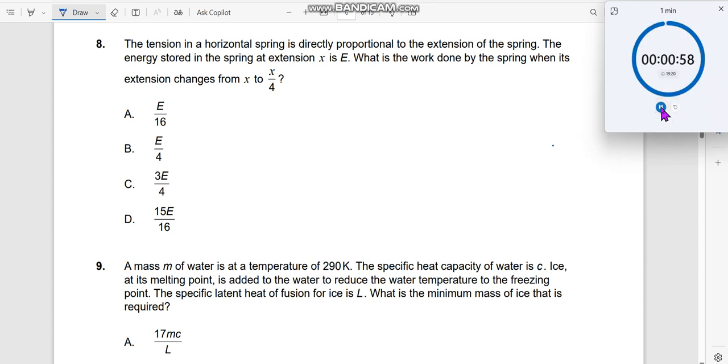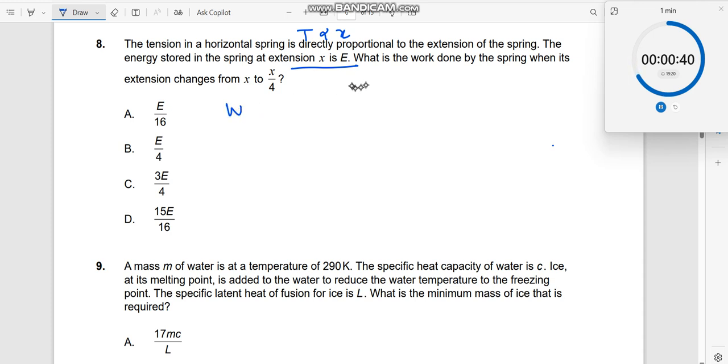Question number 8. The tension in a horizontal spring is directly proportional to the extension of the spring, T proportional to x. The energy stored in the spring at extension x is E. The energy stored is nothing but work done, right? So I'll write work done is proportional to x.